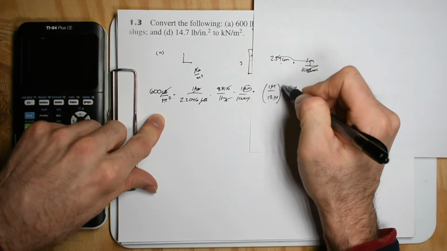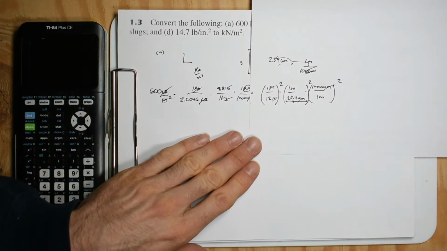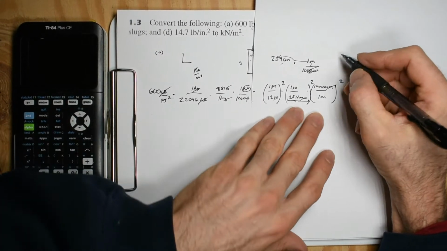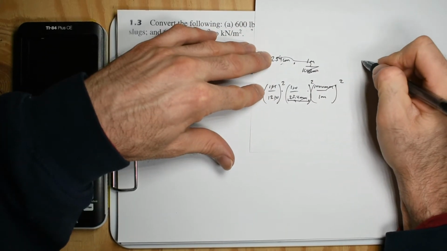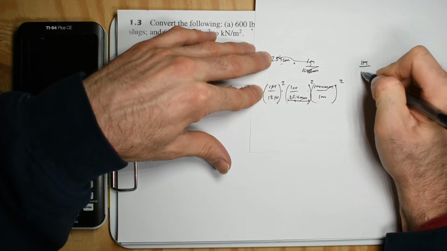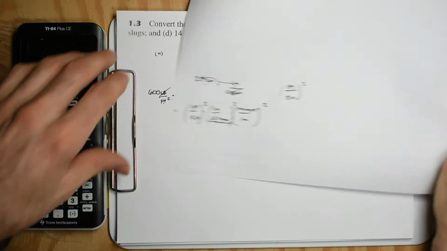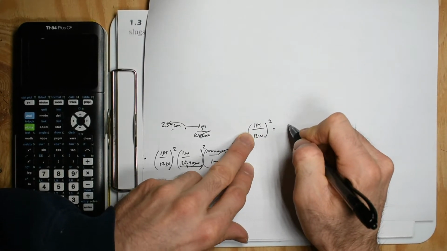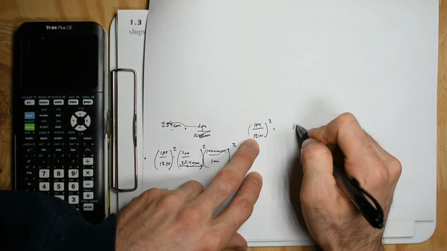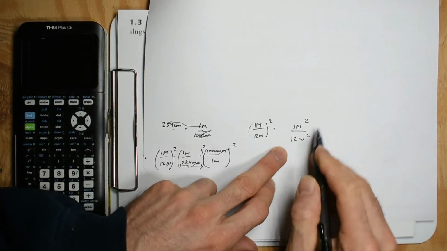So now we have to square this entire thing, and this entire thing, and this entire thing. I've done this in the previous video, but let's just do it once. So we have 1 foot over 12 inches, and it's all squared. I don't want to get off the page, so we square the top, 1 foot, and square the bottom.